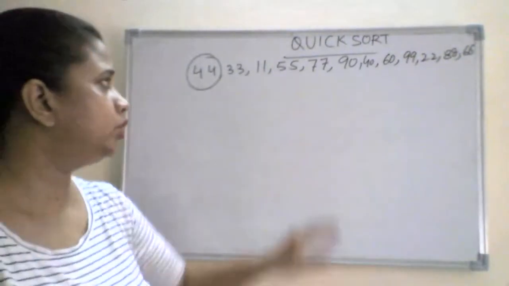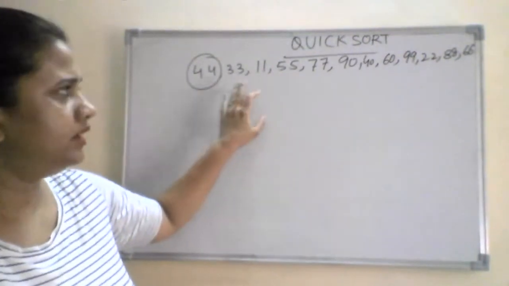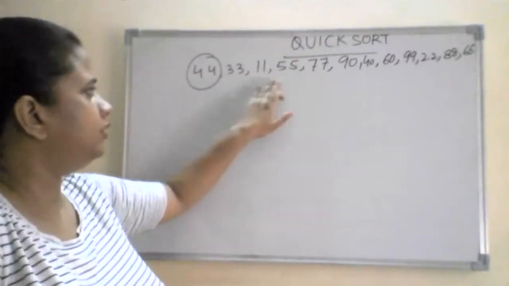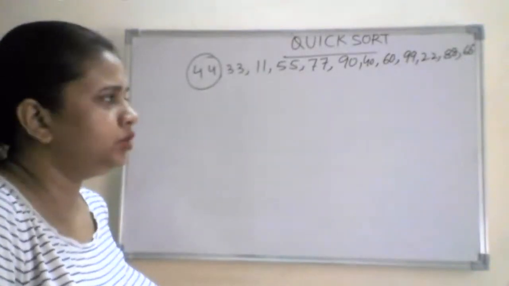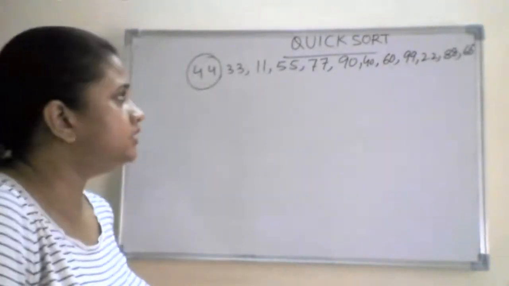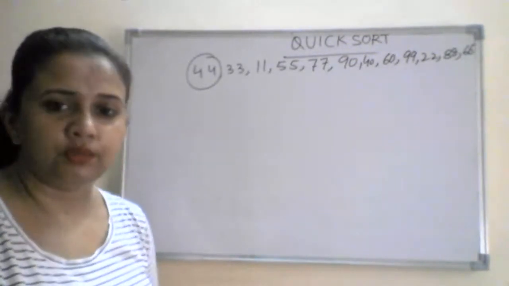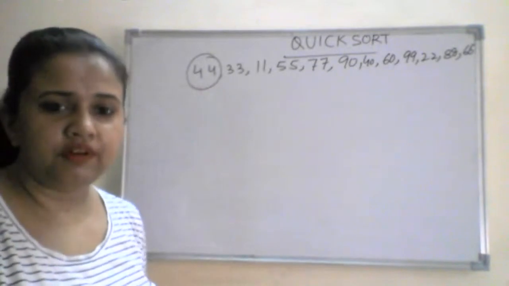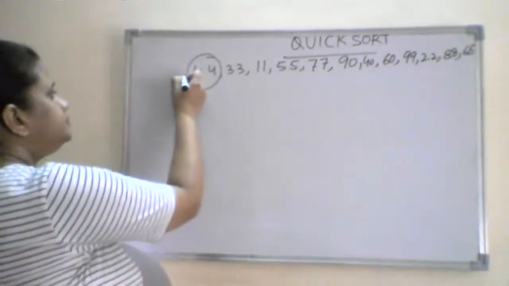So now let's see how QuickSort works. In this case, I have taken one data set with me, which contains 44, 33, 11, 55, 77, 90, 40, 60, 99, 22, 88, and 66. This is a random example set of elements which are given to me. In this case, I have taken 44 as my pivot element.